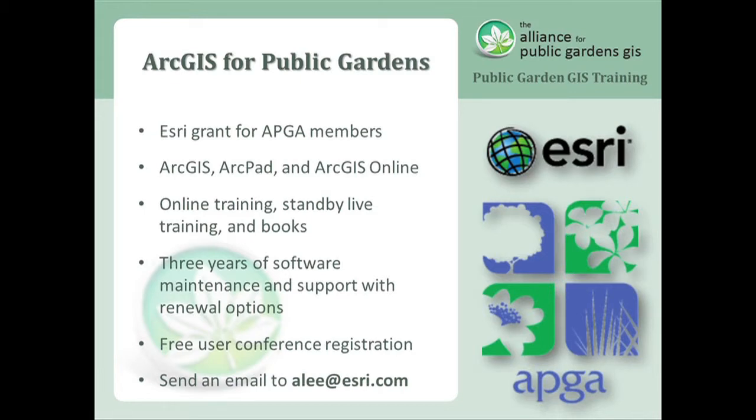The standard grant program provides one license of ArcGIS for Desktop, one license of ArcPad, and a membership or subscription to ArcGIS Online, which will let you create a kind of GIS portal, if you will, for your organization. So you could have a customized kind of website where you host your online maps and things like that, all available through ArcGIS Online.